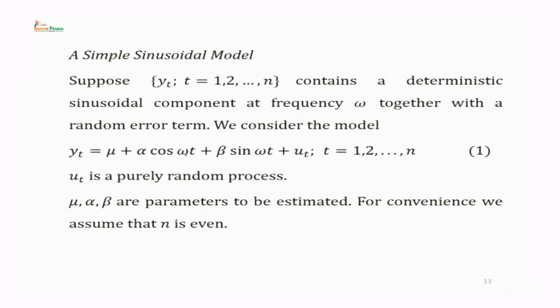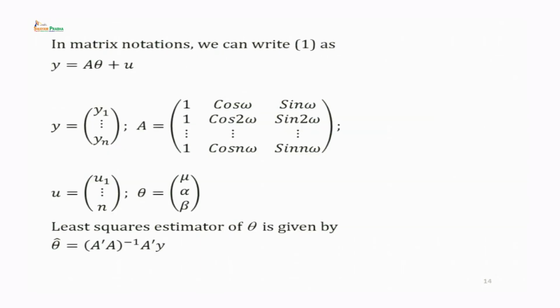Then in the second column, for t equal to 1 you get cos omega, for t equal to 2 you get cos 2 omega, and so on. In the third column you have, for t equal to 1, sin omega, for t equal to 2, sin 2 omega, and so on. For t equal to n you have sin n omega. So, this is how we define matrix A. The first column consists of 1s, the second column consists of cos omega, cos 2 omega, and so on, cos n omega. The third column consists of sin omega, sin 2 omega, and sin n omega.